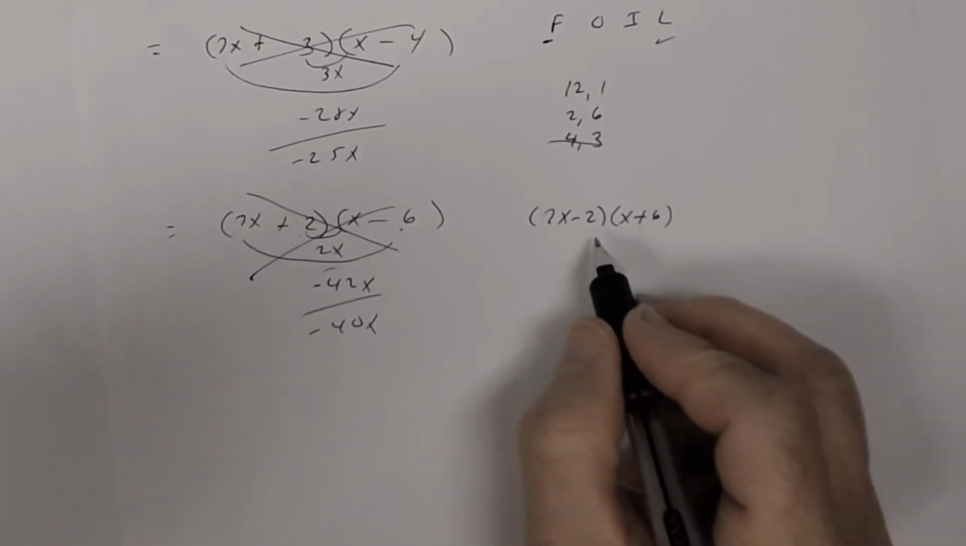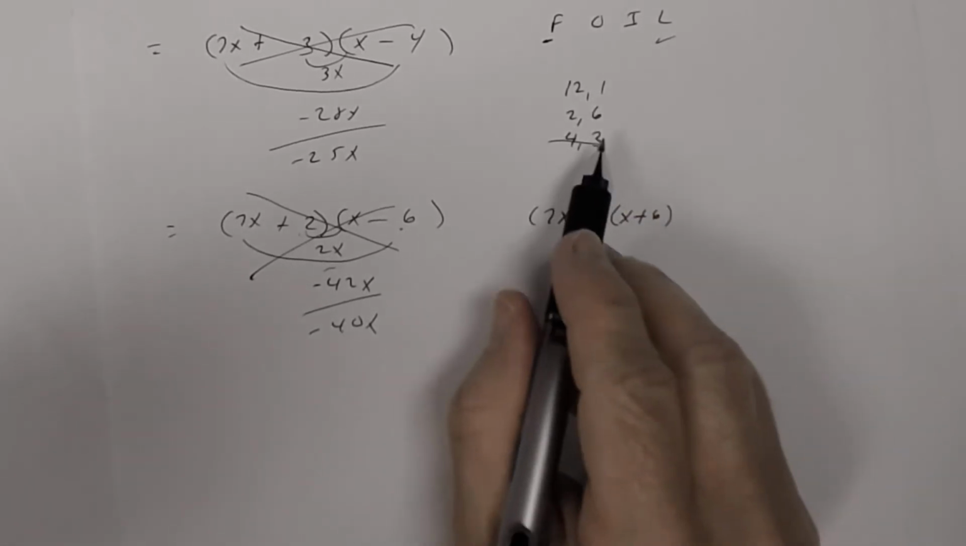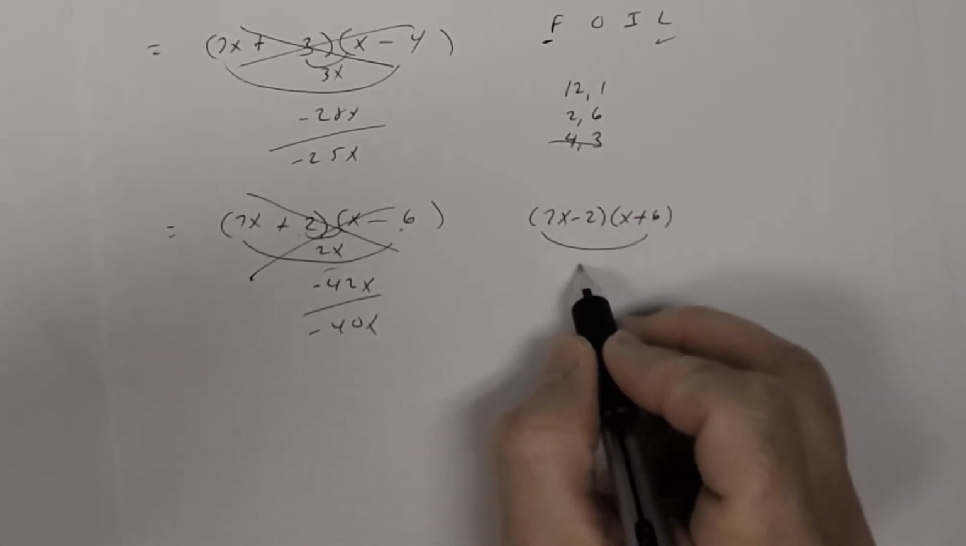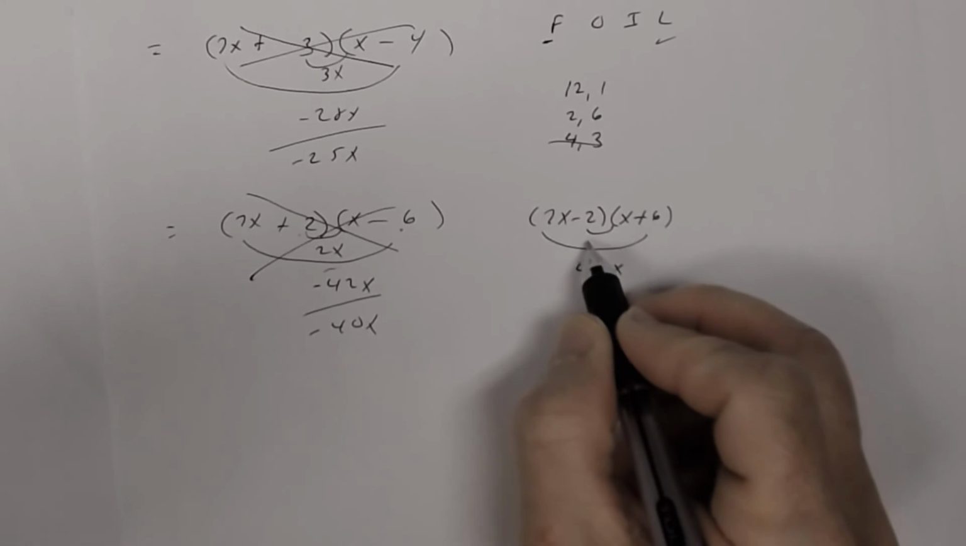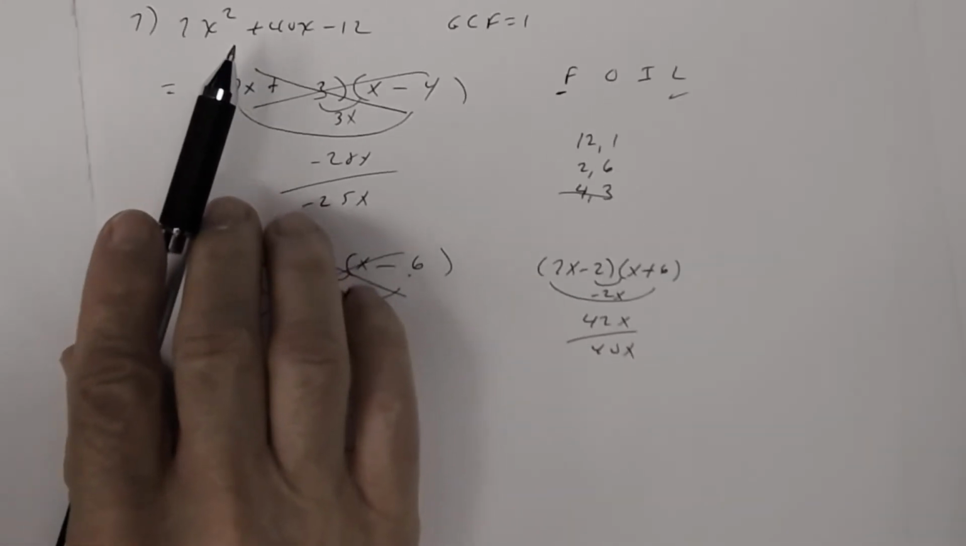And again, check before you go on. So you know the F and the L are okay. Now let's do the outer and inner. So my outer is now 42x. My inner is now negative 2x. And when I add them up, I get 40x, which is what you wanted.